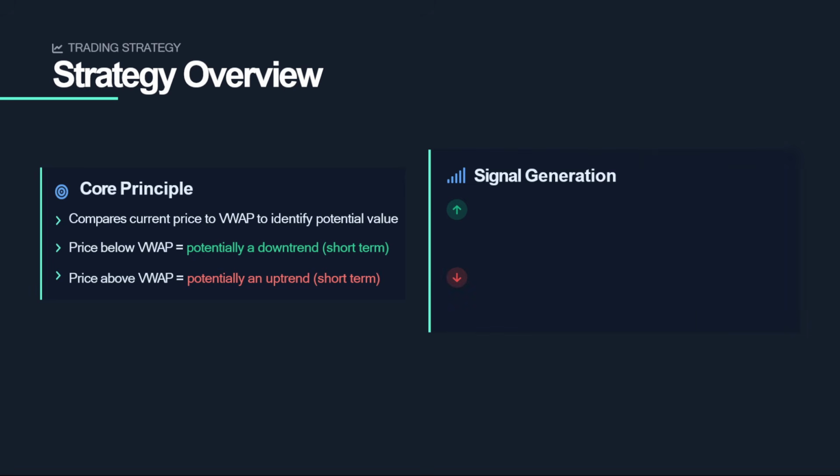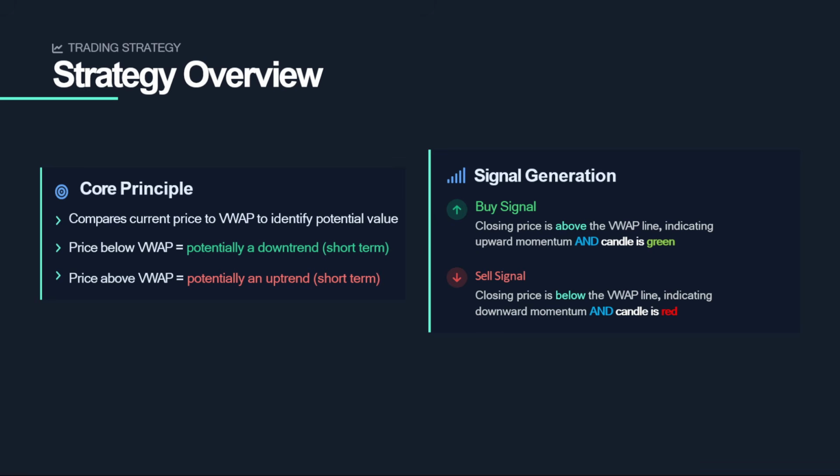The trading signal is the following. For each candle, we check if the closing price is above the VWAP, and we also check if the candle is green. In this case, we have a long entry signal at the closing price of the current candle. In the opposite direction, if the current candle is red and its closing price is below the VWAP, then we have a short entry signal.